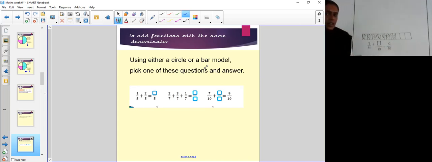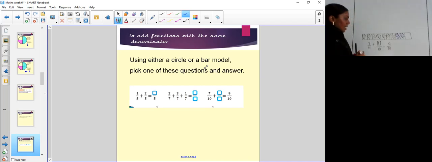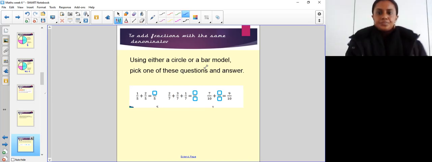So what would that number be? What I could do is take away 7 from 9. So how do I get from 7 to 9? I need to add 2. 7, 8, 9. So it's going to be 2/10. So I will color 2/10: 1, 2. And my answer is going to be 9. Let's check. 1, 2, 3, 4, 5, 6, 7, 8, 9. Fantastic. My answer equals 9/10.